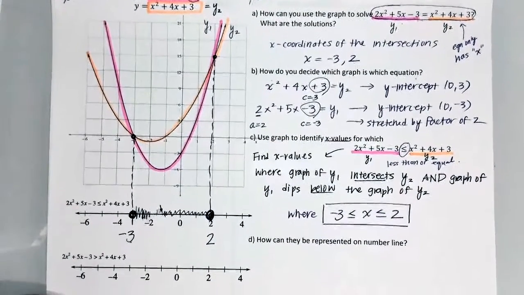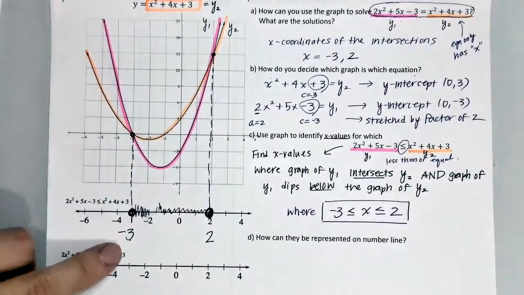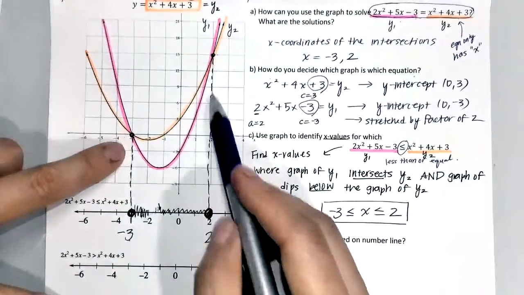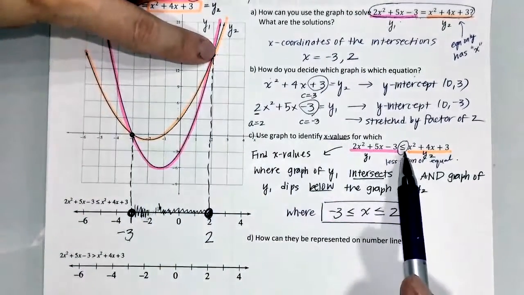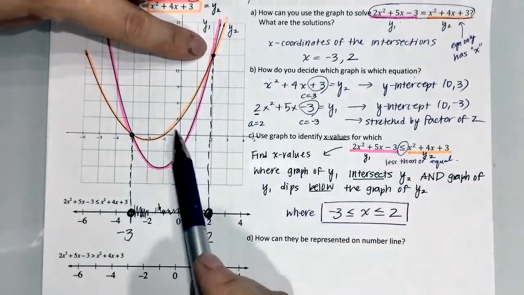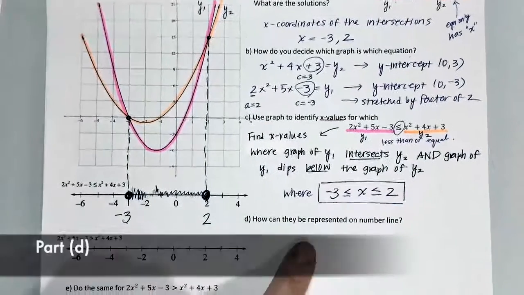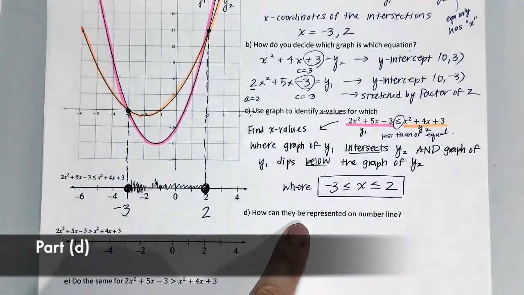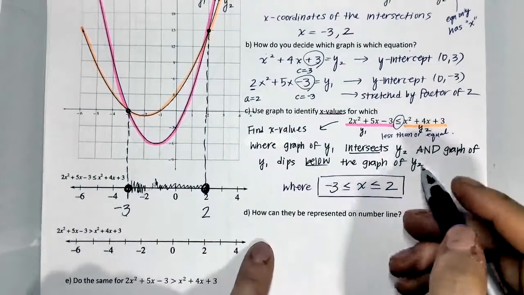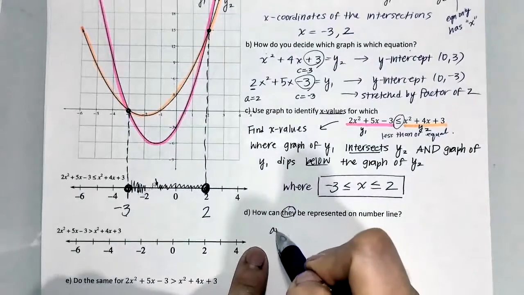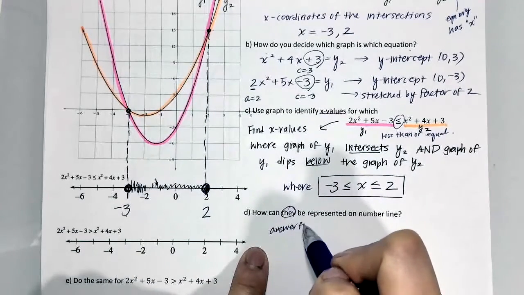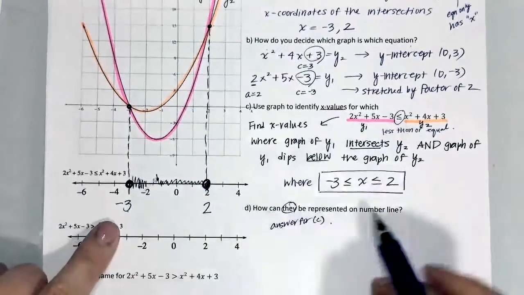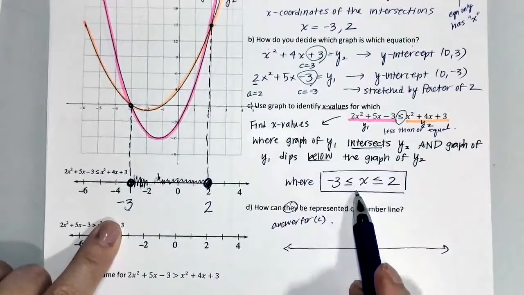So please take a look and see if you agree that between x value of -3 to +2 is where they intersect, which is the equal sign, and this is below the orange graph. Part D, how can this be represented on a number line? So how can the answer for part C be represented on a number line? And you just draw a number line for the answer for this.